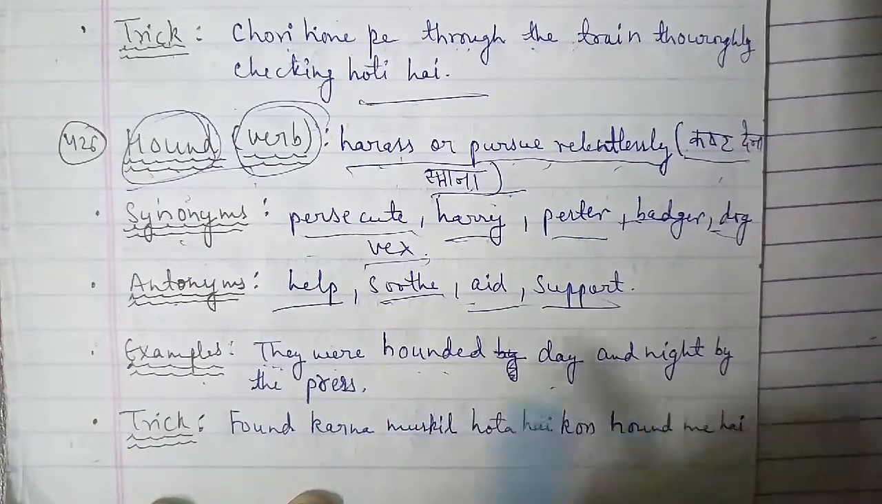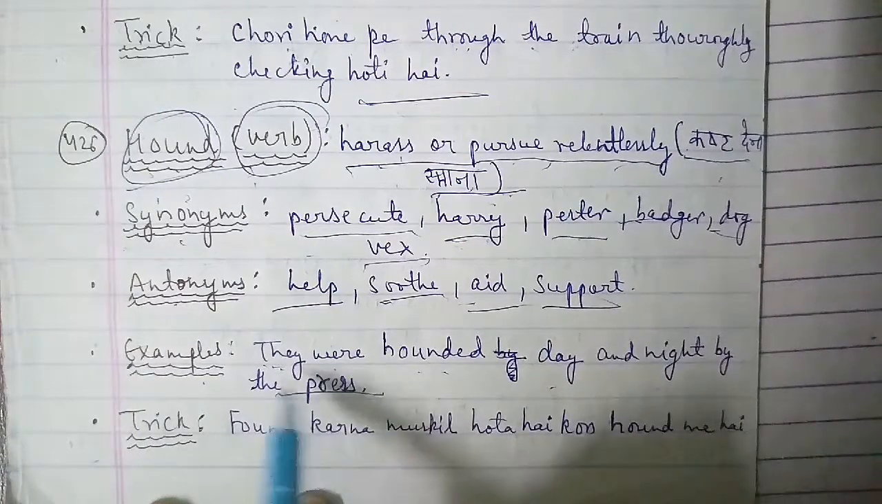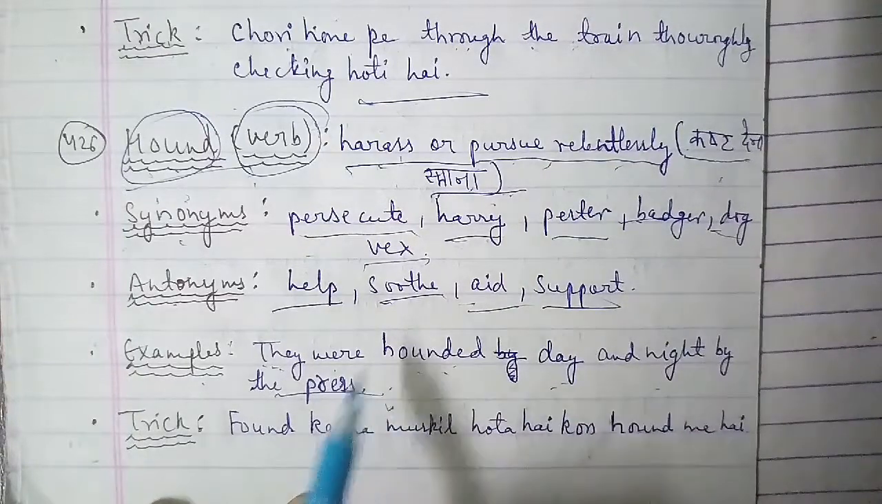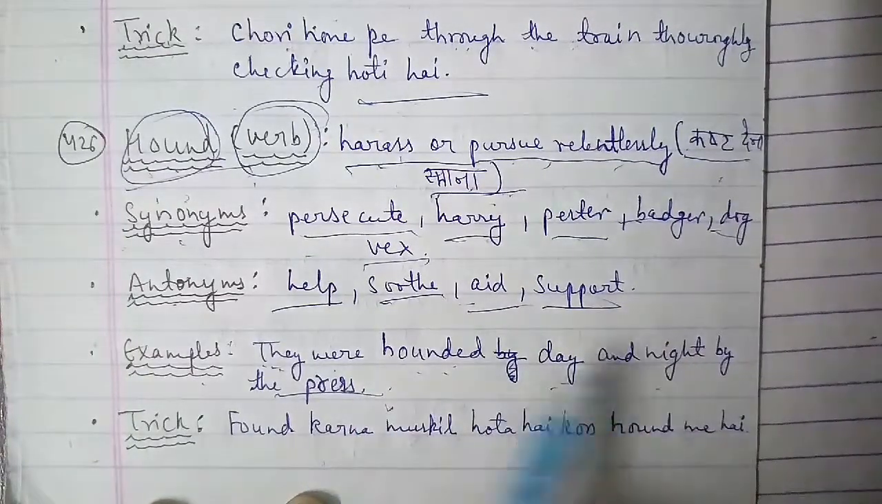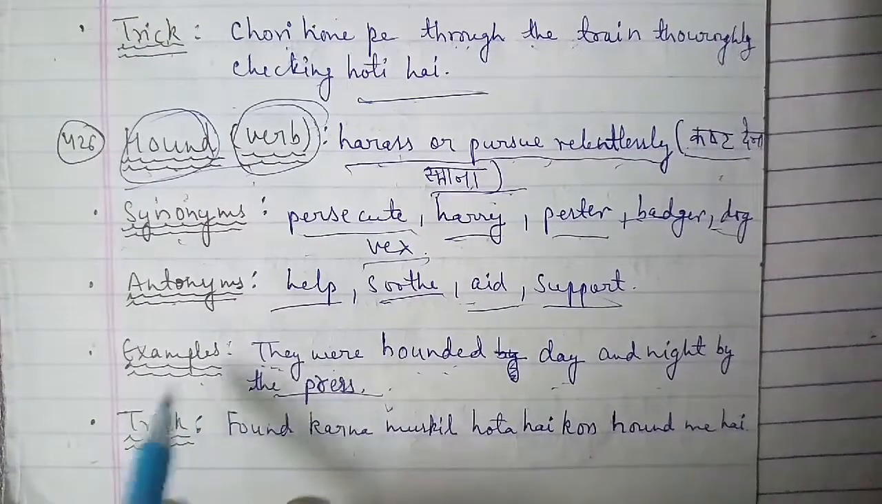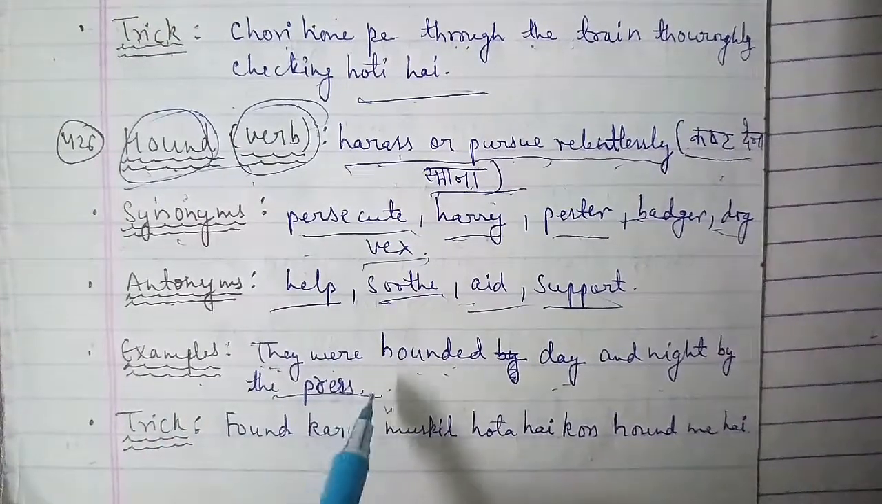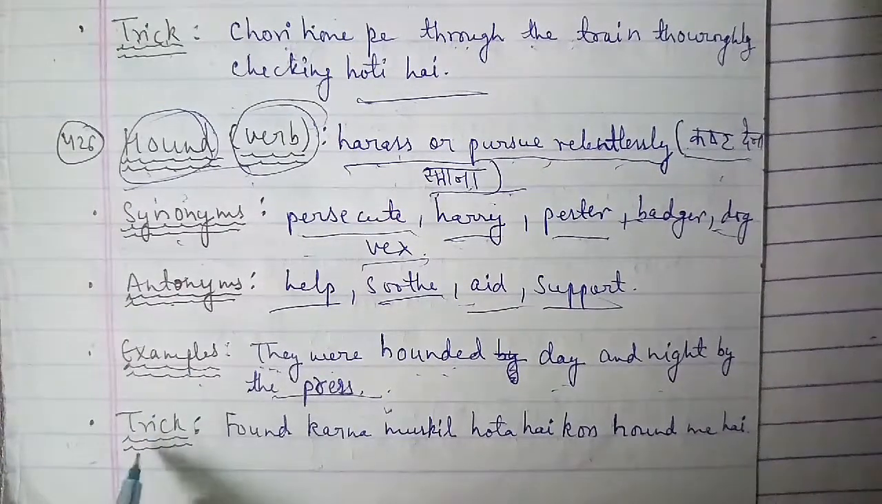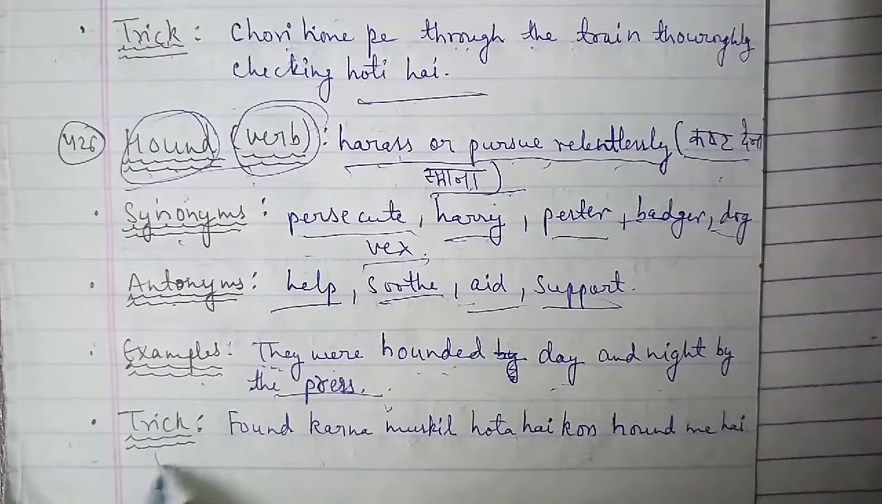So you can use the word hounded in those sentences. Now the trick to learn the word hound is: फाउंड करना मुश्किल होता है कौन हाउंड में है. तो बेसिकली ऑब्वियस सी बात है, आप फाउंड करना कि कौन आप कष्ट में है, कौन सता रहा है या बहुत ज़्यादा सताना कि तो आप वो फाउंड नहीं कर सकते.